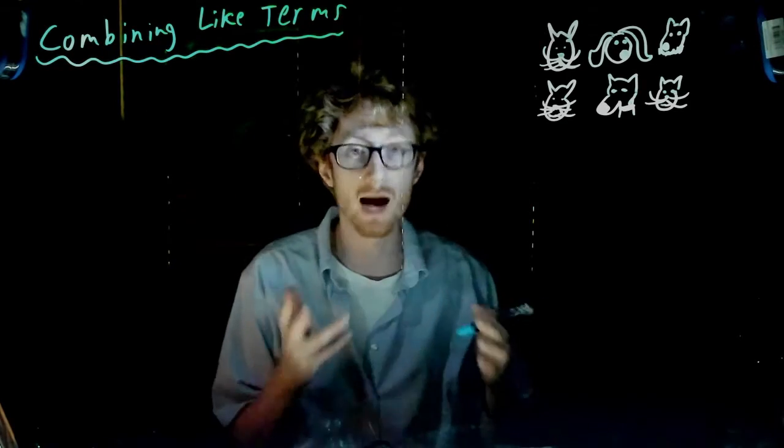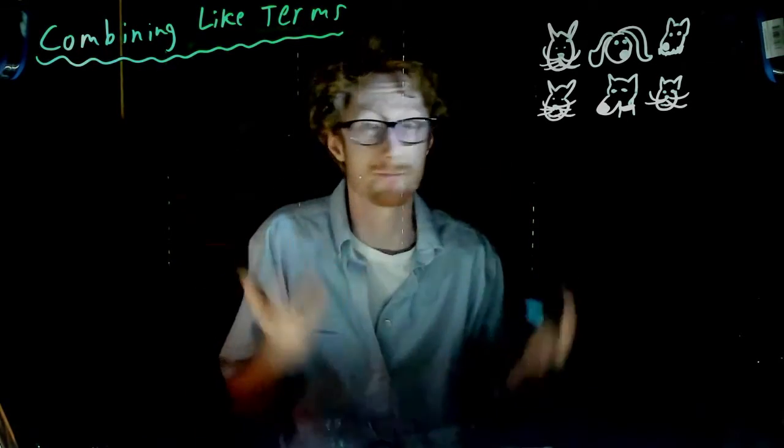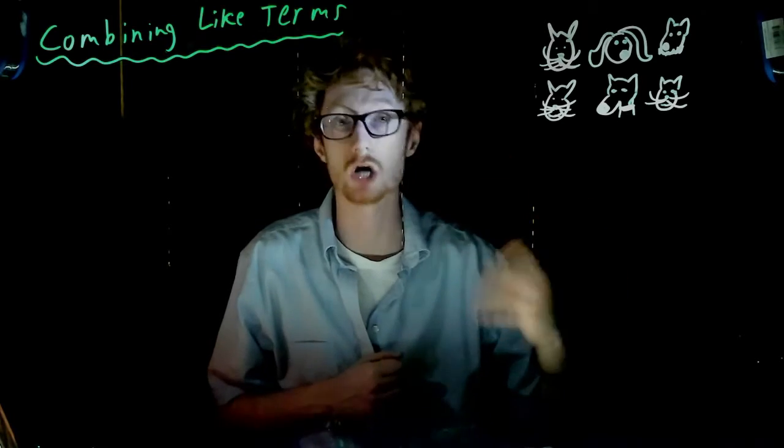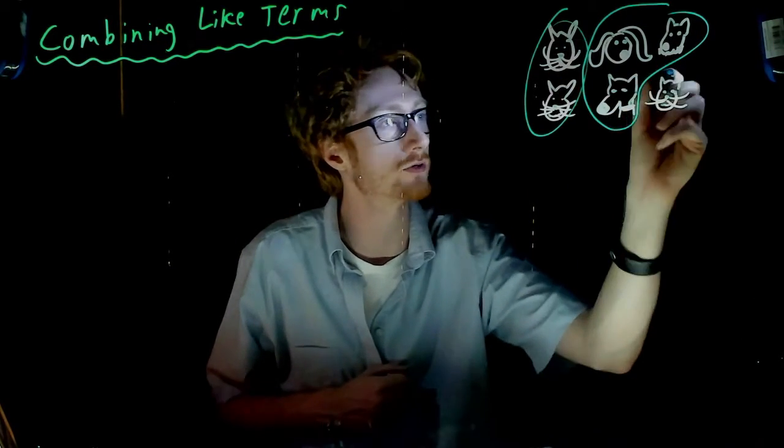So now we're going to talk about combining like terms. But before I do that, I'd like to give a bit of an explanation of what it means. Let's say you have this assortment of animals here. Well, let's say I asked you to tell me how many dogs and cats you have. Well, if you look at it, I have 3 dogs and then 1, 2, 3 cats, right?